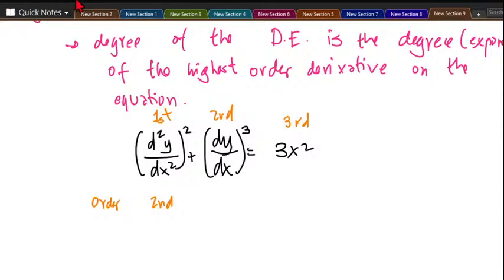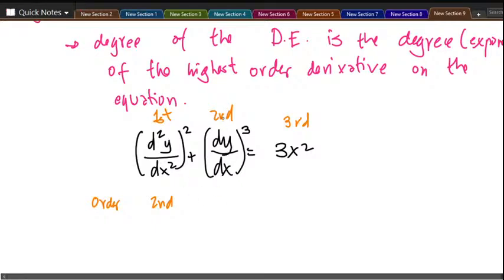Then the second term is on the first order. Then the third term is constant. So the degree, or the exponent, for each of the terms: for the first term, it is second degree. For the second term, it is third, and the exponent on the last is squared, so this is second.